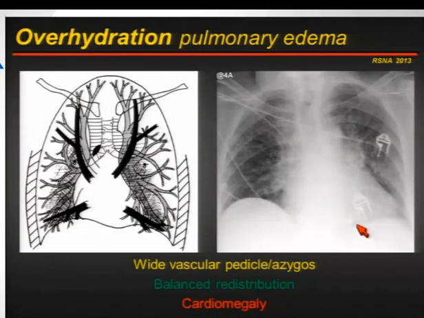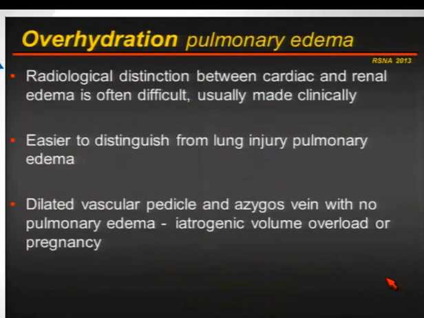Let's look at this case, which is indeed very similar to chronic cardiogenic pulmonary edema, with wide vascular pedicle and azygos vein, dilated, balanced redistribution, and cardiomegaly. In overhydration pulmonary edema, the distinction between cardiac and renal edema is really very difficult to make. And it's much easier to distinguish from lung injury pulmonary edema.